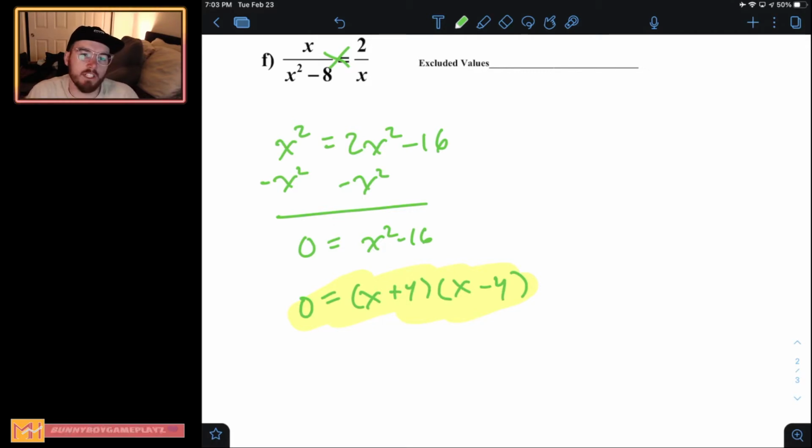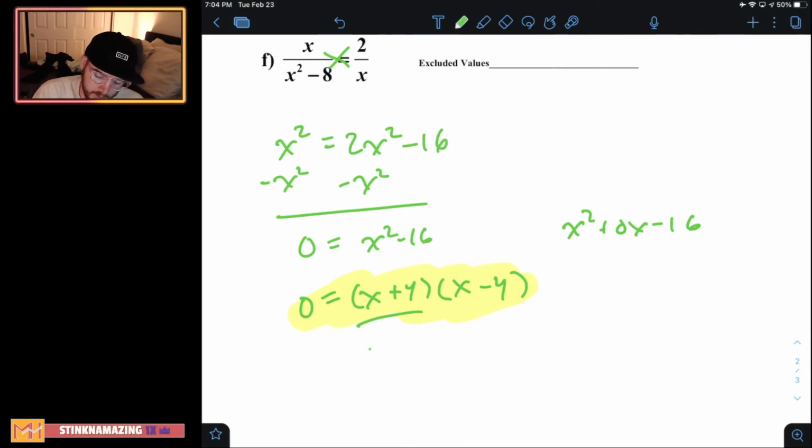Another way to think of this: what's the pattern that we look for? What multiplies to the last number and adds to the middle number? Well, the middle number in this case is simply a 0. It's non-existent. So what multiplies to negative 16 and adds to nothing? 4 times negative 4 is negative 16, and 4 minus 4 is 0.